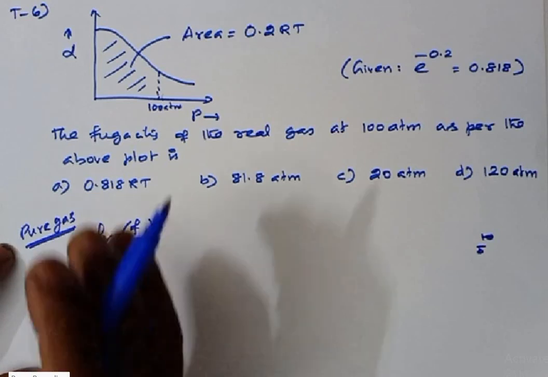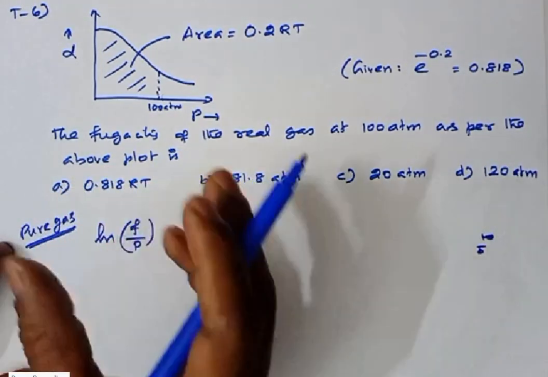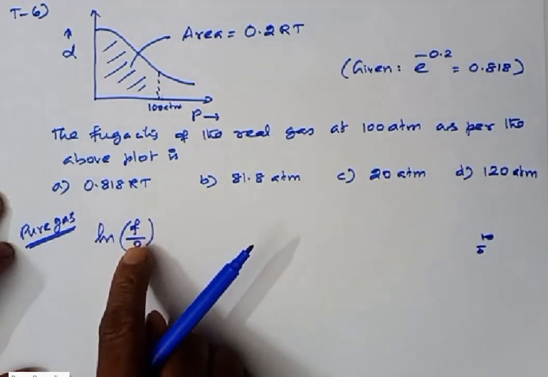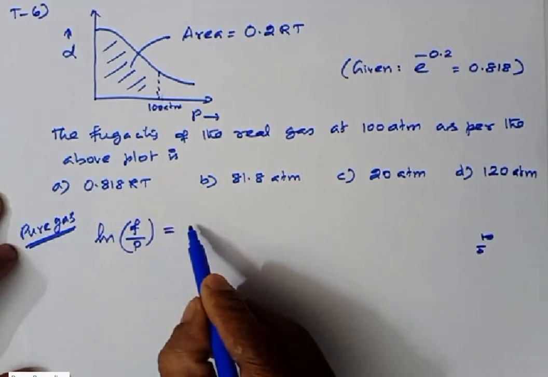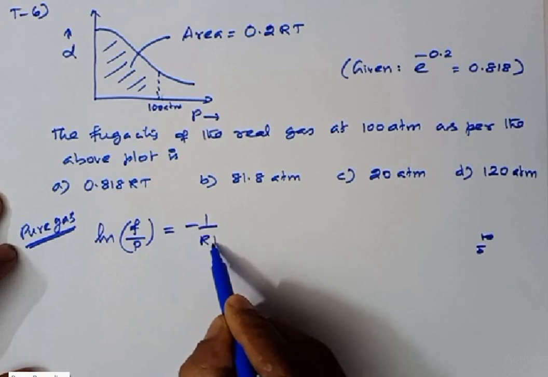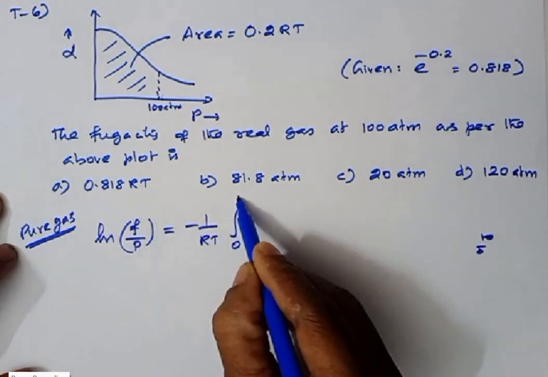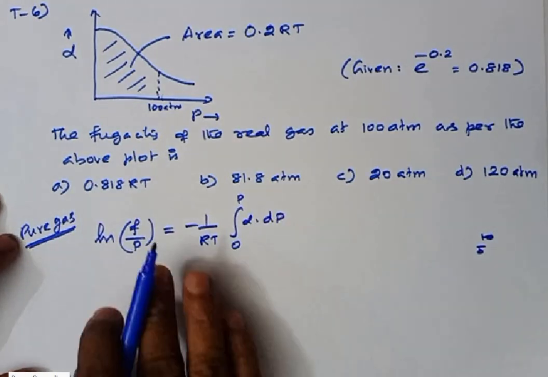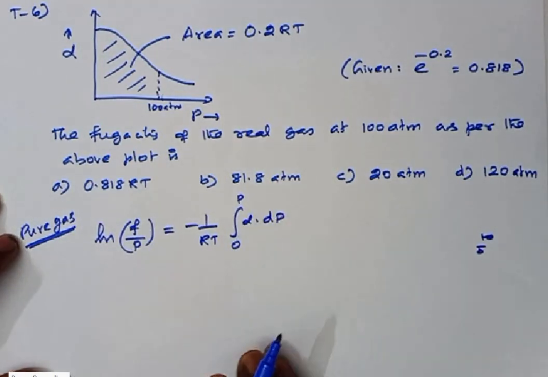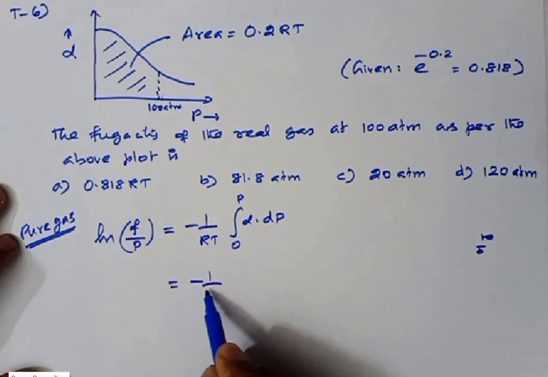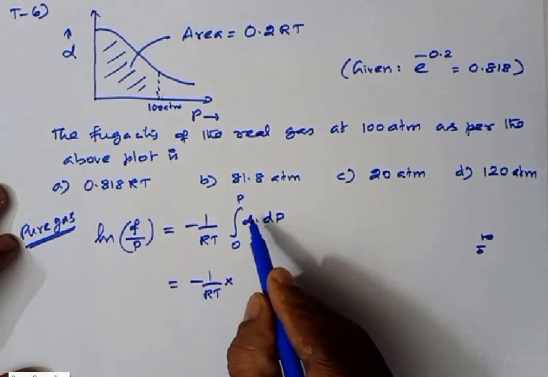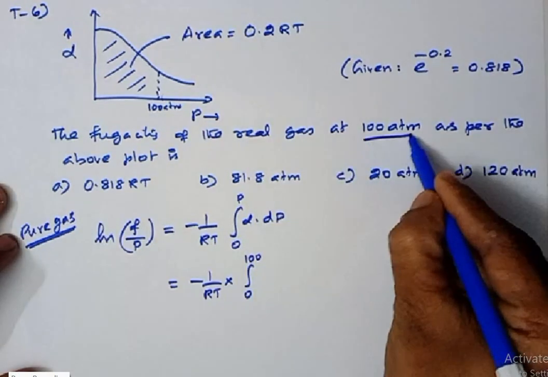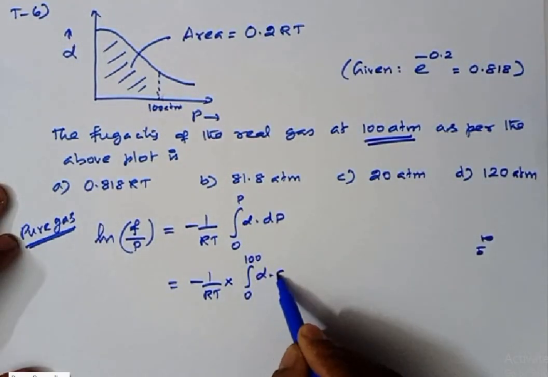Okay, if you have a pure gas in a container, you can use this formula: ln(f/P) = -1/RT ∫ from 0 to P of α dP. This equation you know very well. We derived it. Now what to do? Keep this -1/RT as such. Up to 100 atmosphere, 0 to 100 atmosphere pressure they are asking. Okay, 100 atmosphere, α dP.